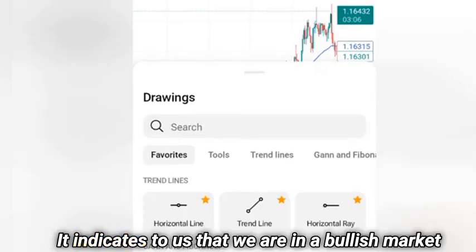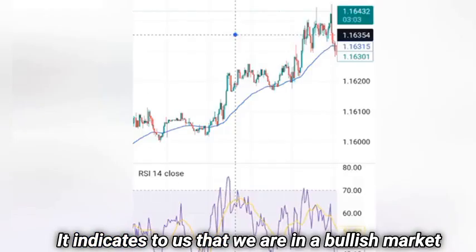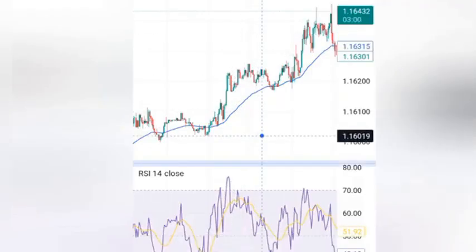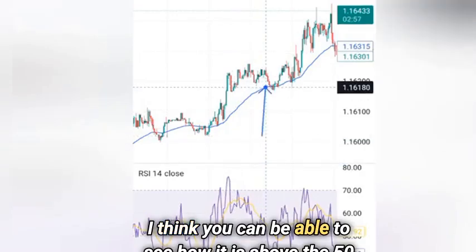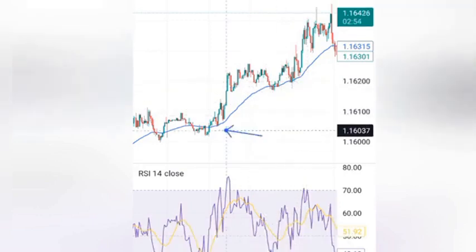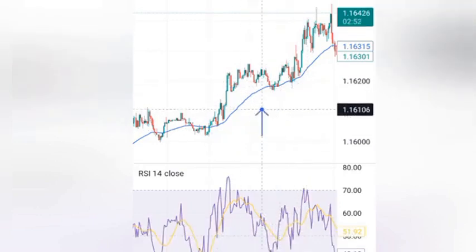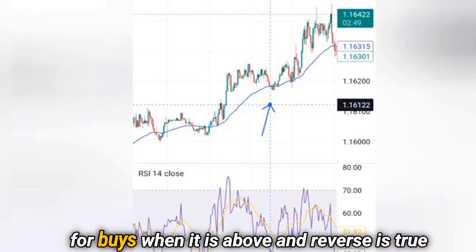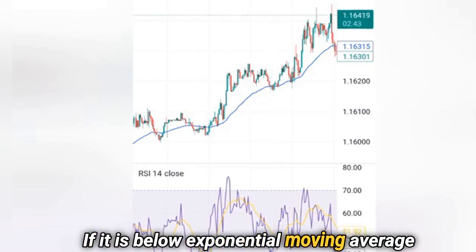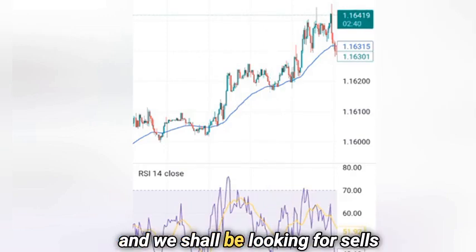It indicates to us that we are in a bullish market. Can you see that? I think you can see how it is above the 50 exponential moving average. So we shall always look for buys when it is above. And the reverse is true: if it is below the exponential moving average, it is a downtrend and we shall be looking for sells.